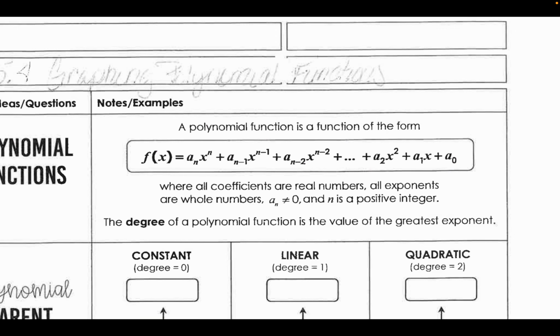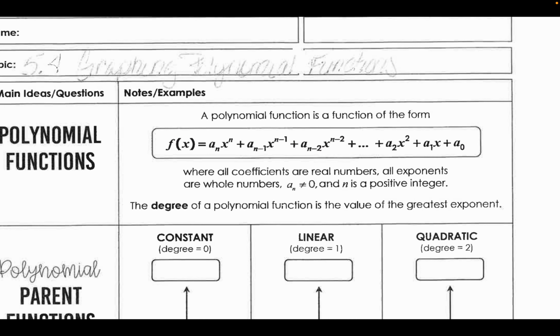Sorry, no complex numbers that are non-real, I should clarify, because real numbers are also complex. And then all exponents are whole numbers, so non-negative numbers, no decimals, no fractions. That includes 0 for exponents, but no negatives or decimals or fractions. And the degree of a polynomial function is the value of the greatest exponent, which we've covered before as well.